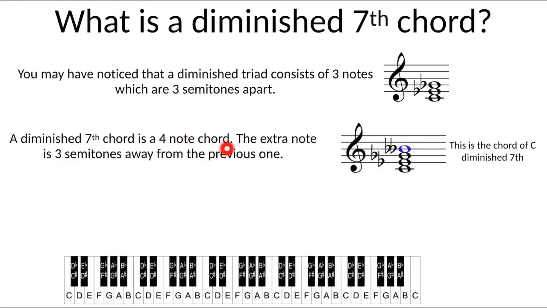Diminished seventh is a 4-note chord, so to this basic diminished triad we add a 4th note. And this 4th note is 3 semitones away from the previous one. So from this G flat, 1, 2, 3 semitones again. 3 semitones above G flat is A. Here's the G flat. 1, 2, 3.